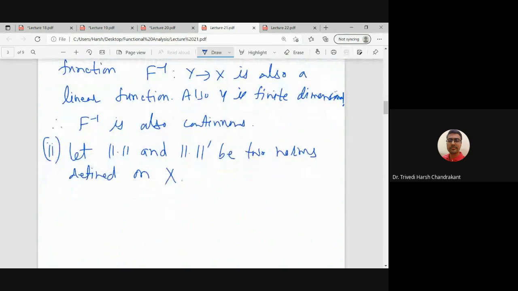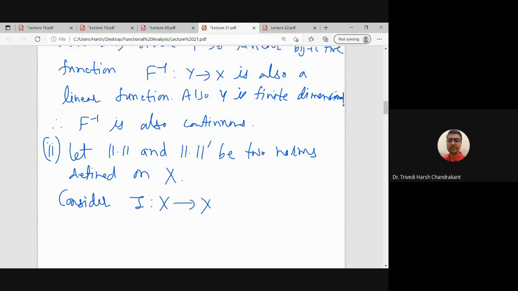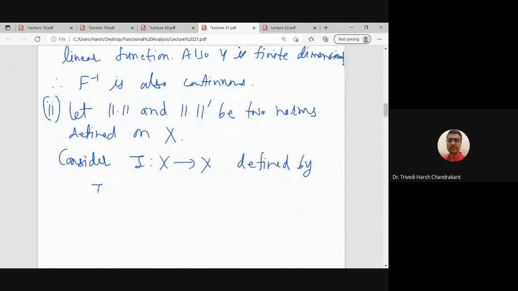Now to apply the first result, we need a bijection from X to itself. So the simplest map from X to itself, which is a bijection, is the identity map. Right. So consider the map I from X to X, defined by I(x) = x, so each element goes to itself. This is the identity map.